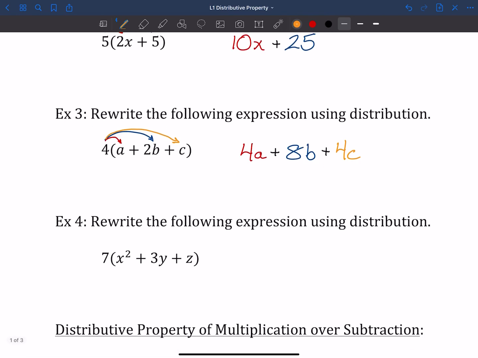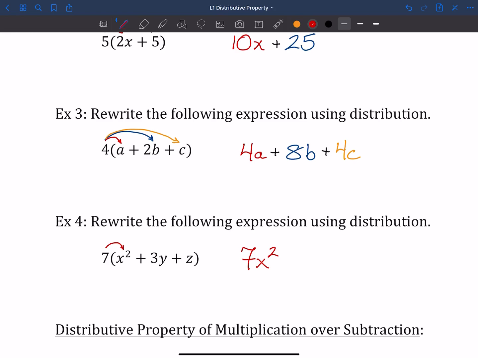Oh boy. Oh dear. What happens if there's a squared? Yikes. So x squared is like its own thing. The squared is attached to the x. So we're not really going to do anything with the squared when we're talking about the 7. All that's going to do is give us 7x squared.